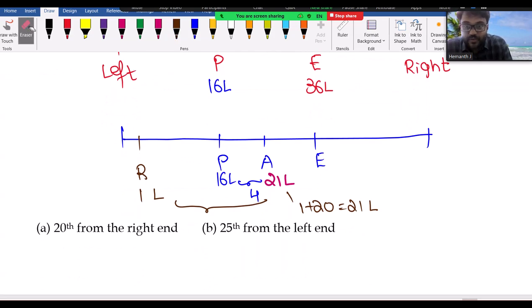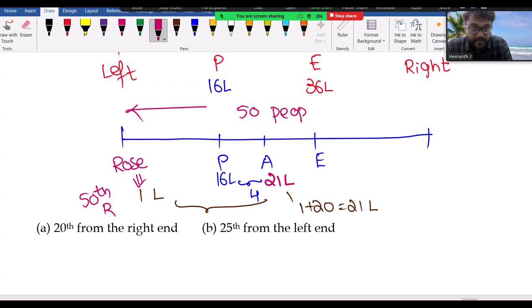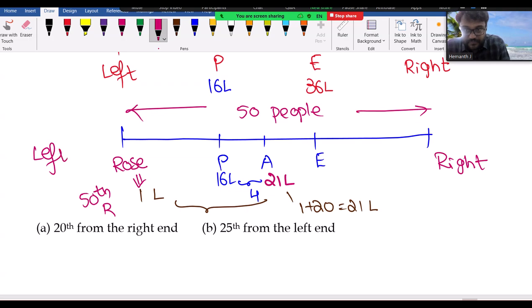This place is Rose now. This is Rose's place actually. I mean to say, Rose is here. Rose is first from left end or 50th from right end. Total 50 people, right? Don't say 49. Total 50 people. From right end, Rose will be 50th person, not 49. So left end, right end.